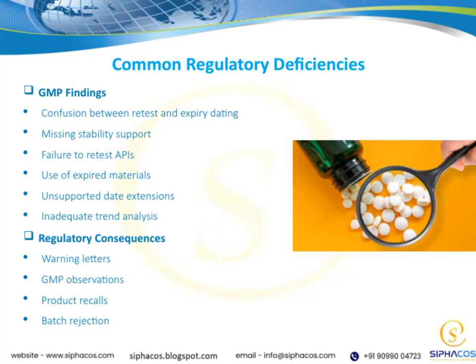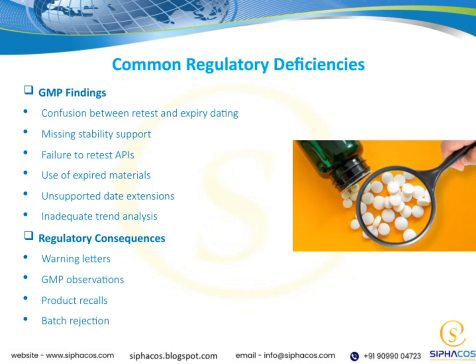When it comes to regulatory compliance, there are some common pitfalls we see again and again. Confusing retest dates with expiry dates is a frequent issue. Sometimes, stability data is missing or incomplete. Failure to retest active pharmaceutical ingredients, using expired materials, or extending dates without proper support, these all raise red flags. On top of that, inadequate trend analysis can mask underlying problems. The consequences aren't minor: warning letters, formal GMP observations, product recalls, and even batch rejections can follow.